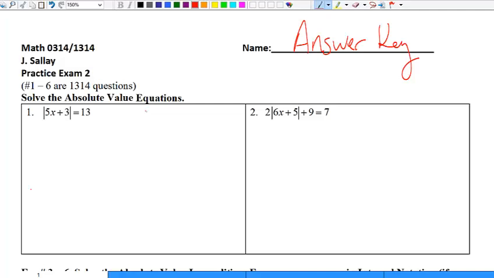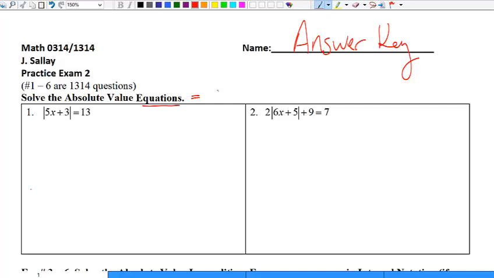In this video, we are going to be completing the problems from the practice exam 2. The first 6 are the 13-14 questions, which will count towards your 13-14 grade. The first section, problems 1 and 2, says solve the absolute value equations. It's an equation, which means equal signs, not less thans, not greater thans. That's not until the next section.